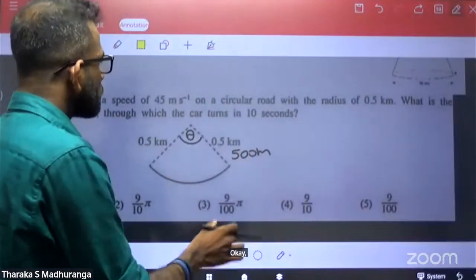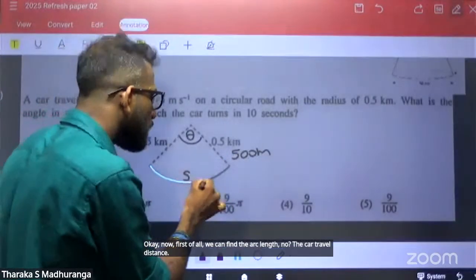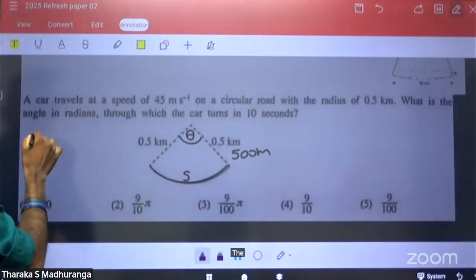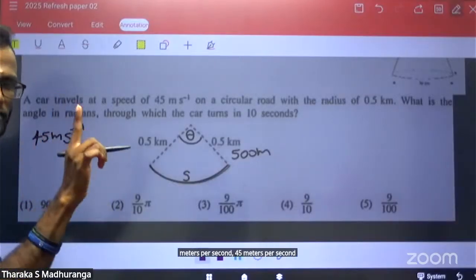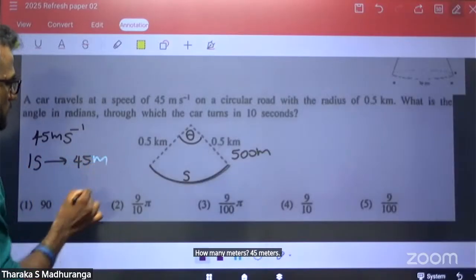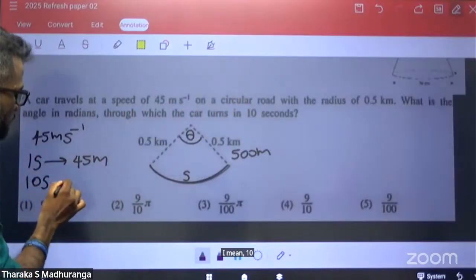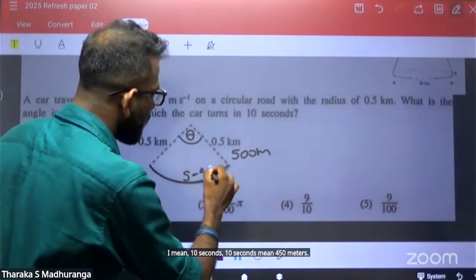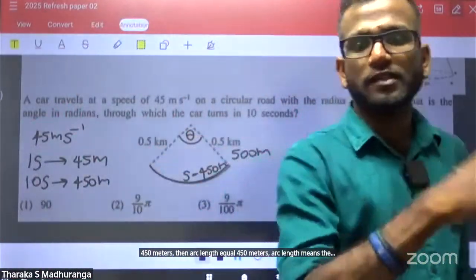Okay, now first of all, we can find the arc length, no? The car travel distance. Arc length equals, the car speed is 45 meters per second. 45 meters per second means within 1 second, 45 meters. Then the car travels 10 seconds, 10 seconds means 450 meters. Then arc length equals 450 meters. Arc length means the car travels distance.